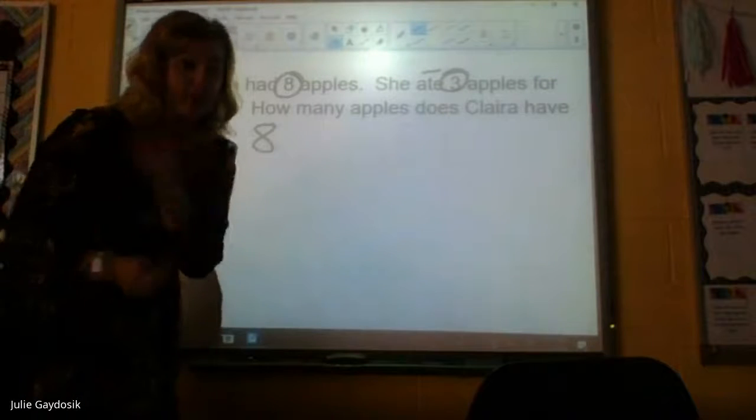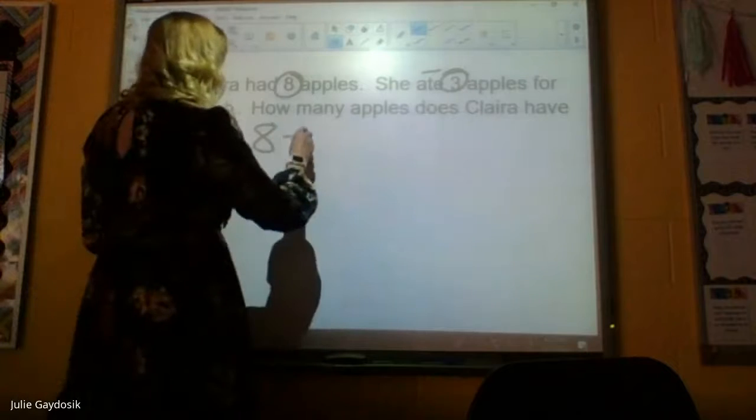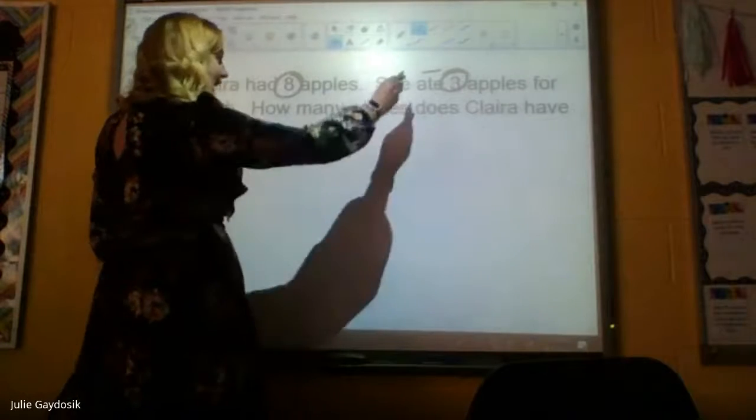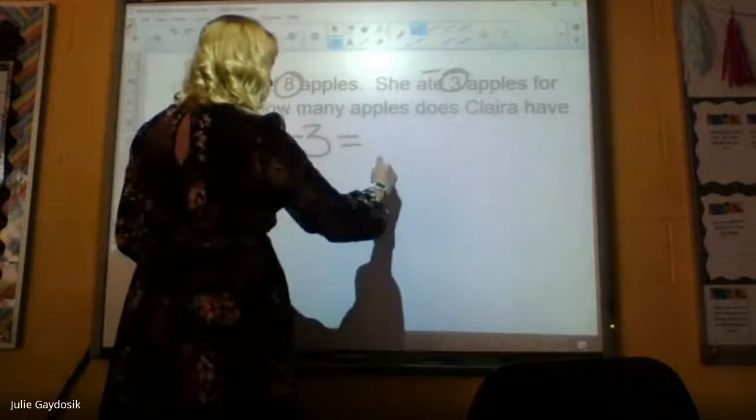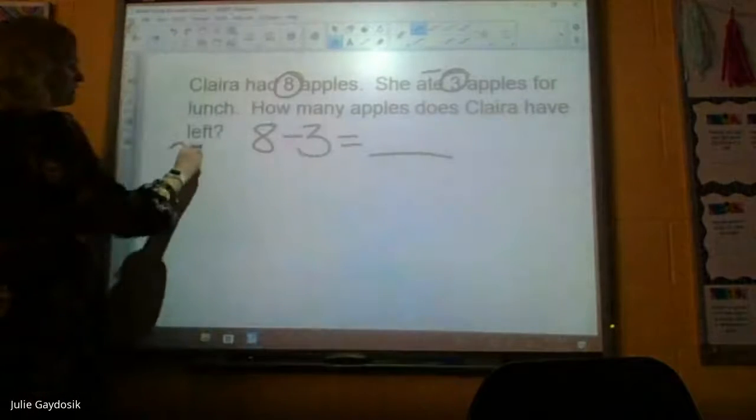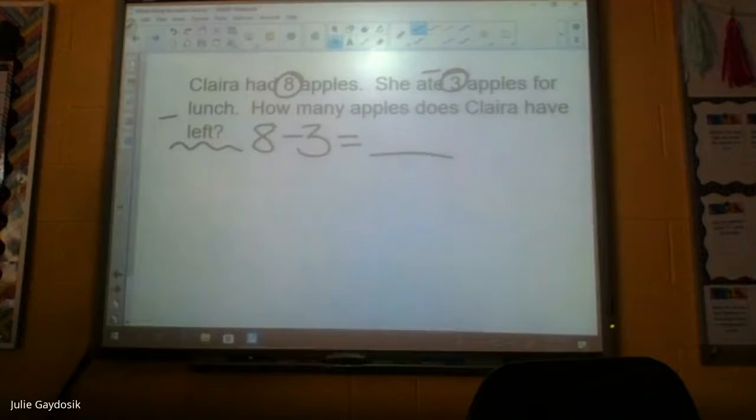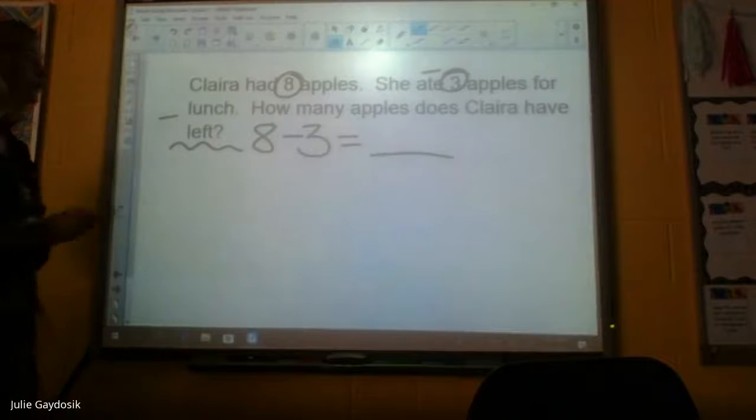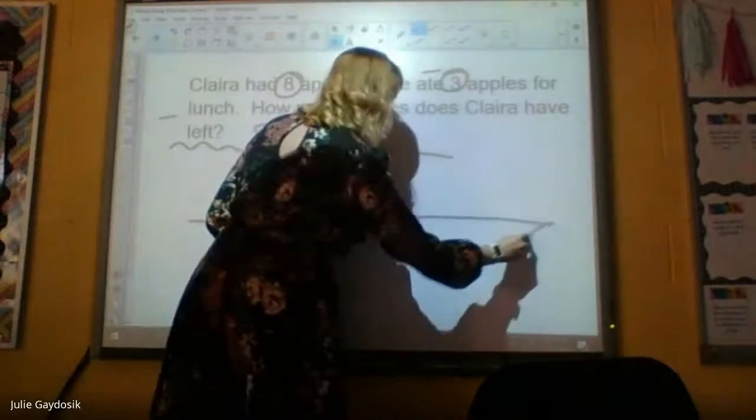She ate them. They're all gone. No more of those 3 apples. So it's subtraction. She ate 3 apples for lunch. How many does she have left? Another symbol of subtraction is when it talks about how many are left. Okay? So for this one, I'm actually going to do an open number line for this one.